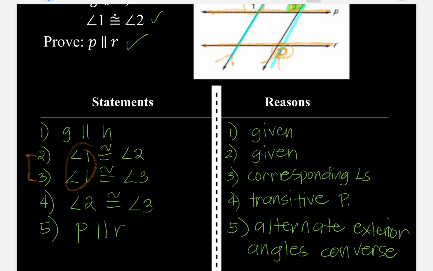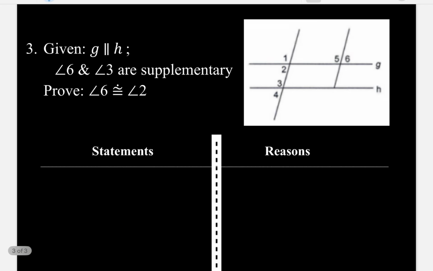Let's try one last problem. Number 3. So we have lines G and H are parallel lines. So we are to show that angle 6 and 2 are congruent. So let's begin with the given. So number 1, G is parallel to H, and again that is given.